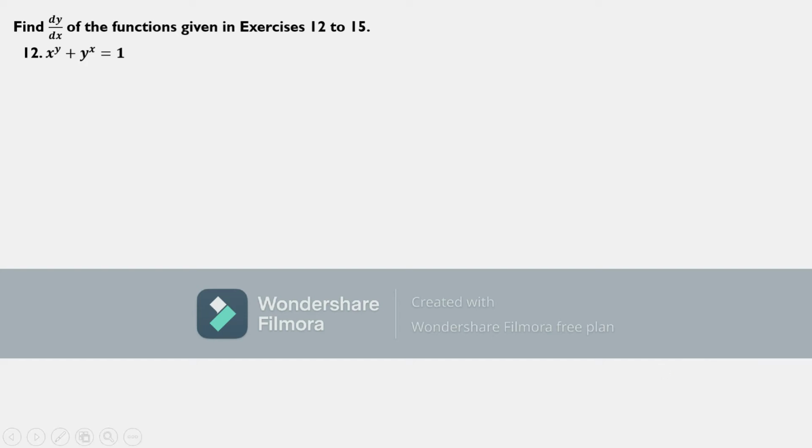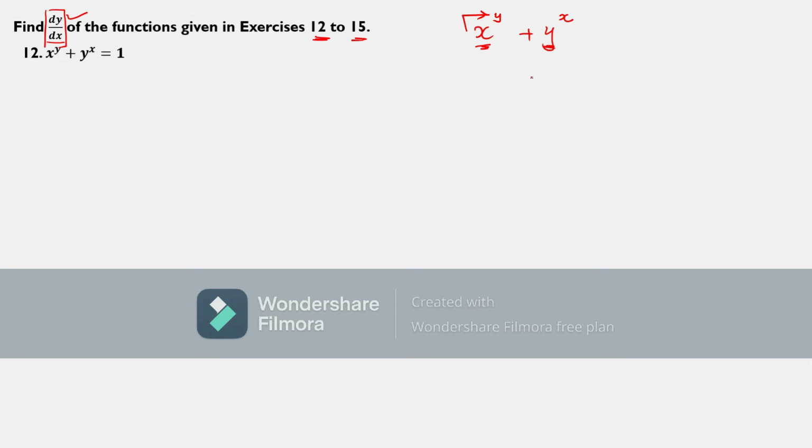Right. So here, from exercise questions 12 to 15, we need to find dy by dx. That means y would be given. And here I can easily see that it is given as x to the power y, that means y is an exponent, and y to the power x. If I am in need of finding dy by dx, both the terms should be differentiated with respect to x.